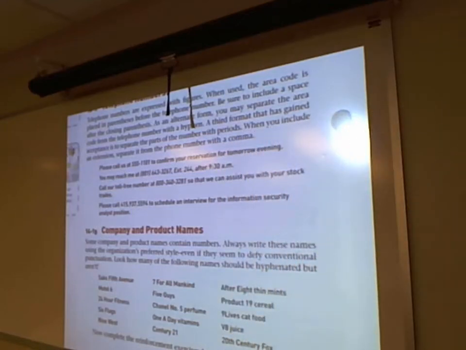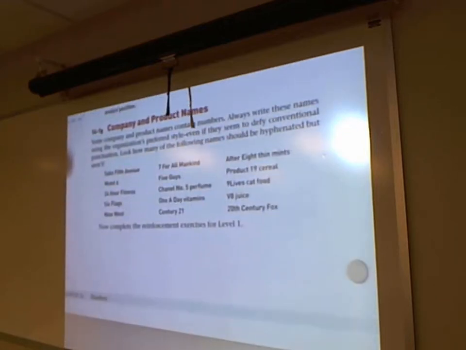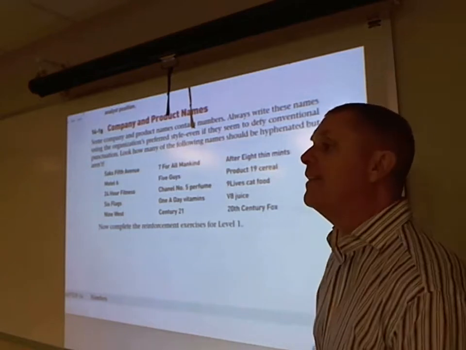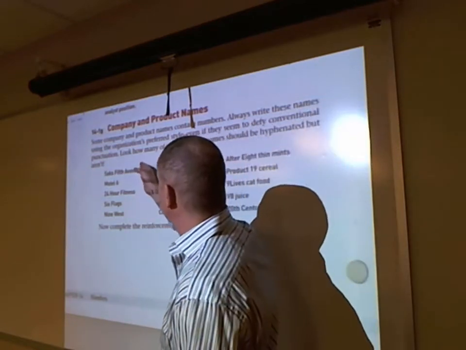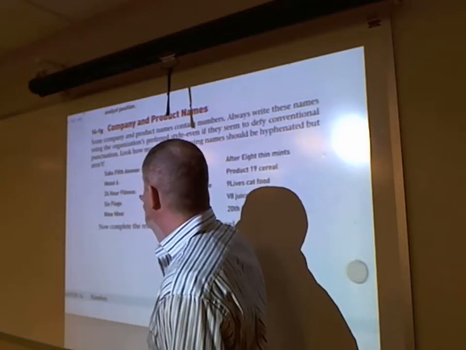Company and product names, there's no rhyme, rule, or reason for the numbers that are associated with them. There's a company called Below 5, spelled out as F-I-V-E. And then Saks Fifth Avenue, Motel 6, 24-Hour Fitness, Six Flags, 7-Eleven. Is 7-Eleven up there? I don't see 7-Eleven.